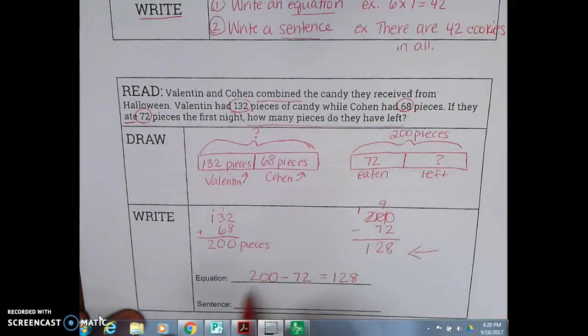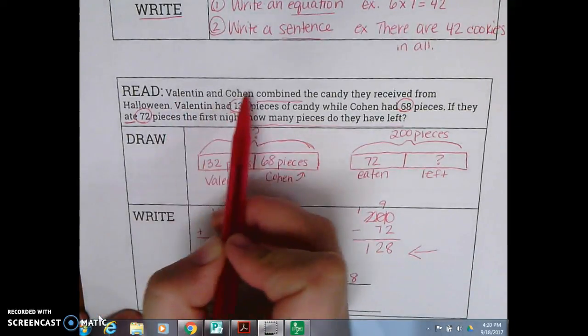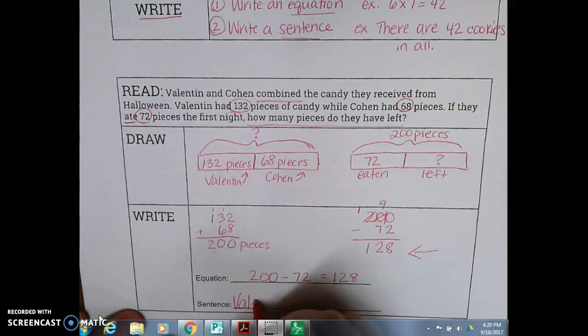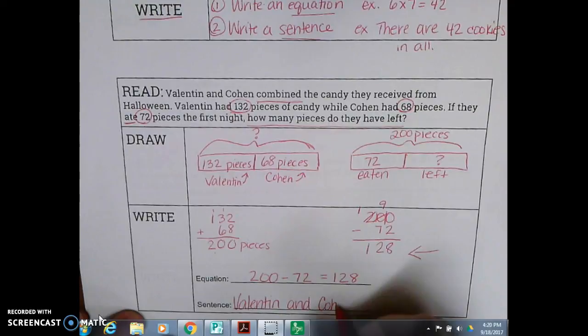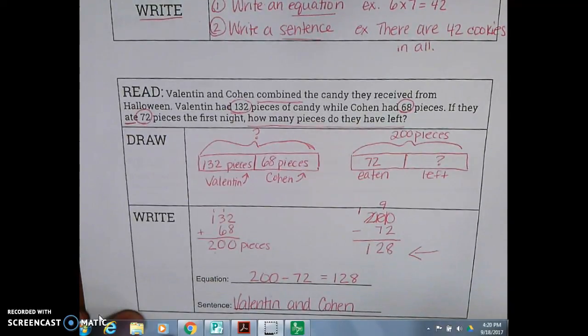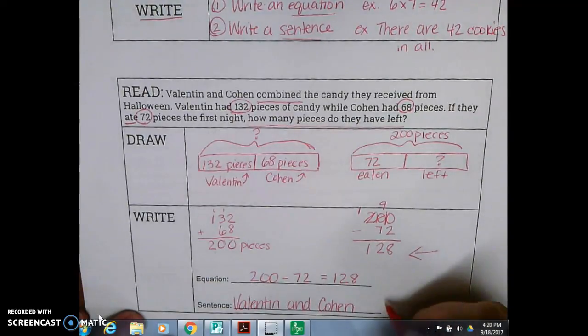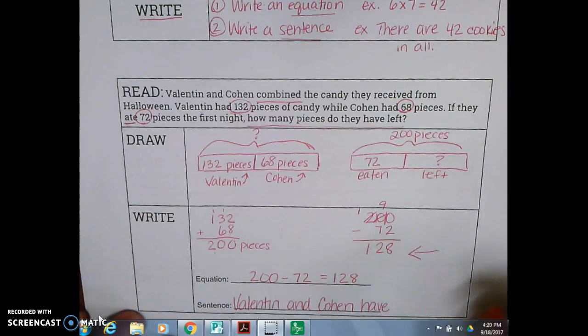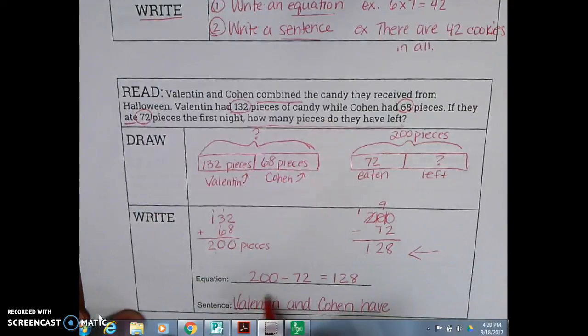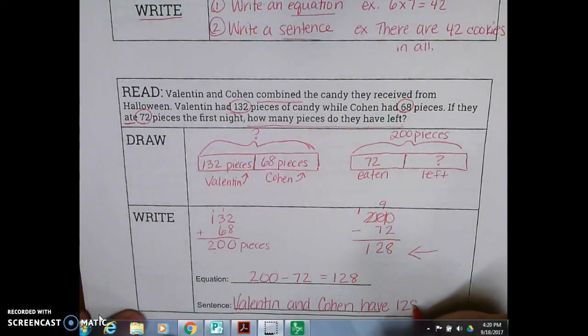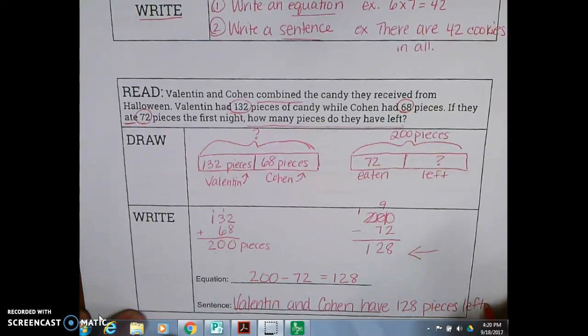Then I'm going to write my sentence. So who are we talking about here? We're talking about Valentine and Cohen. So Valentine and Cohen have, because if we look at the question, how many pieces do they have left? Well, Valentine and Cohen have 128 pieces left. And we're going to have capital letters and periods because we are writing a sentence.